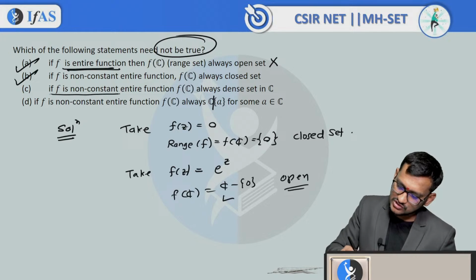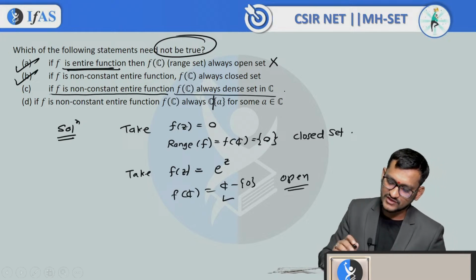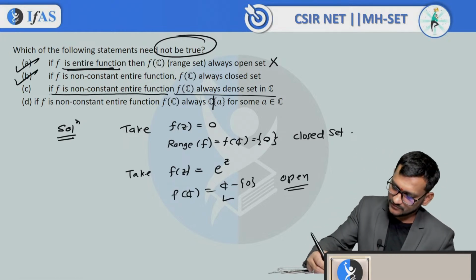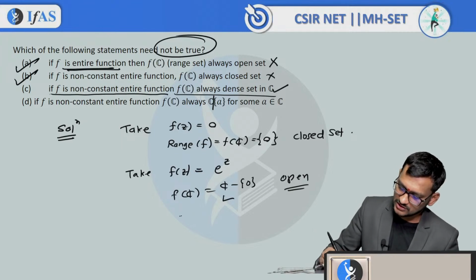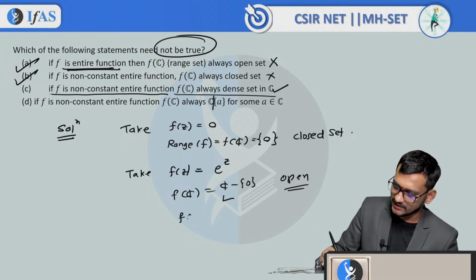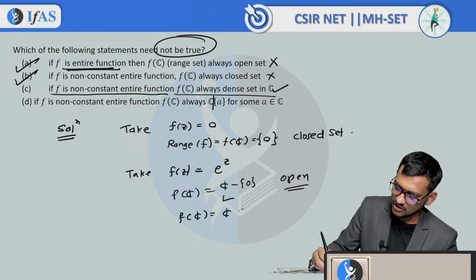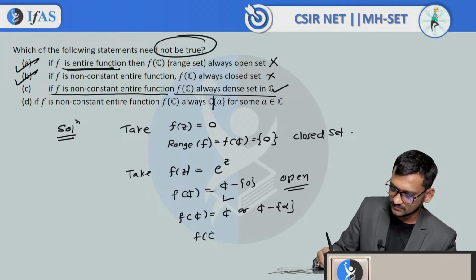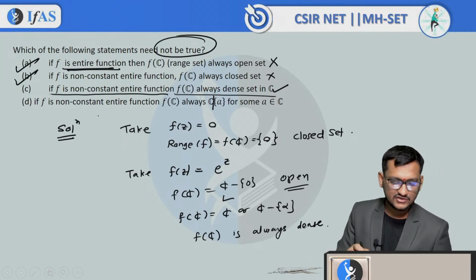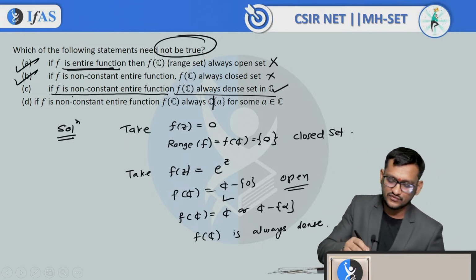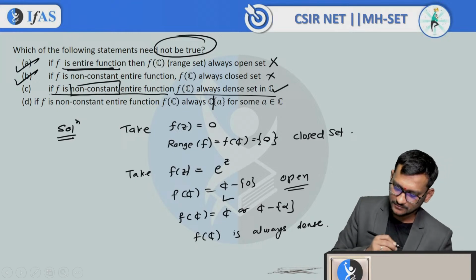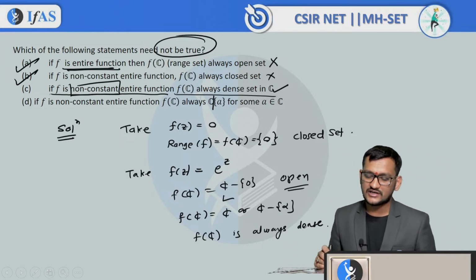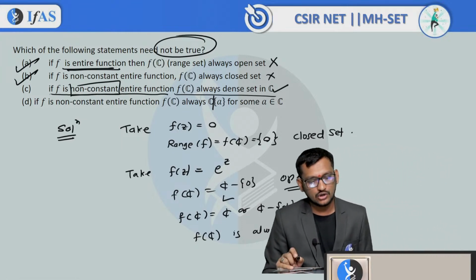If f is non-constant entire function, then f of C is always dense. Yes, this is correct. This is true, because if f is non-constant and entire, range will always be C or C minus singleton alpha. This is always dense. If f is constant, then it cannot be dense. So this is a very important word, non-constant. So the third statement is correct or true.